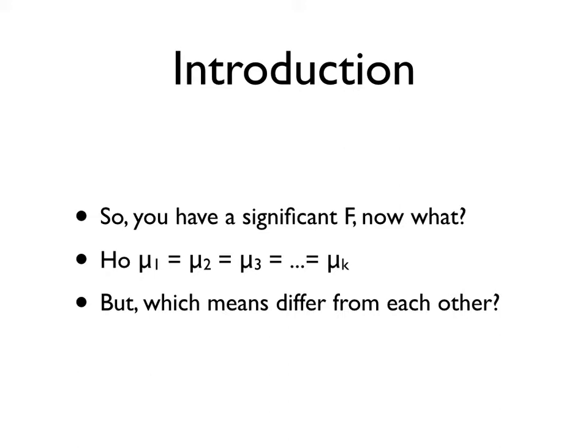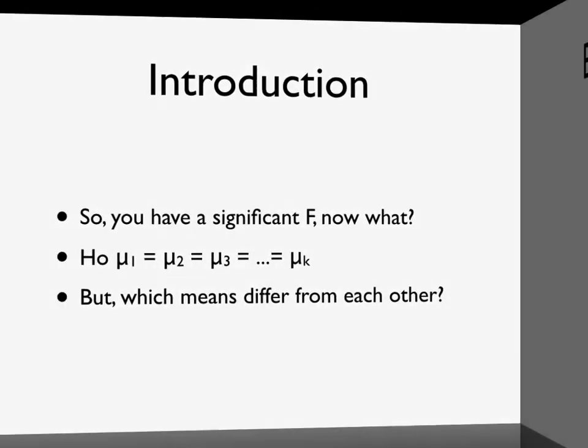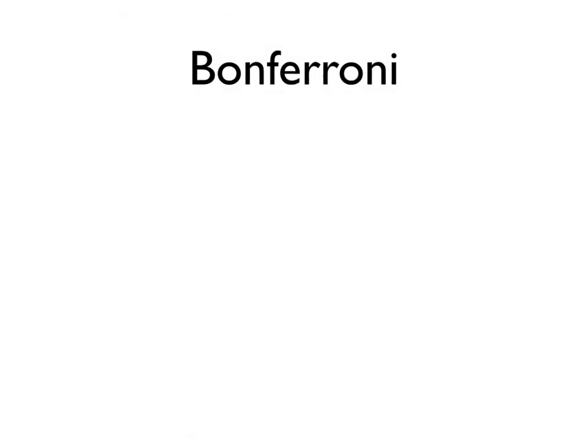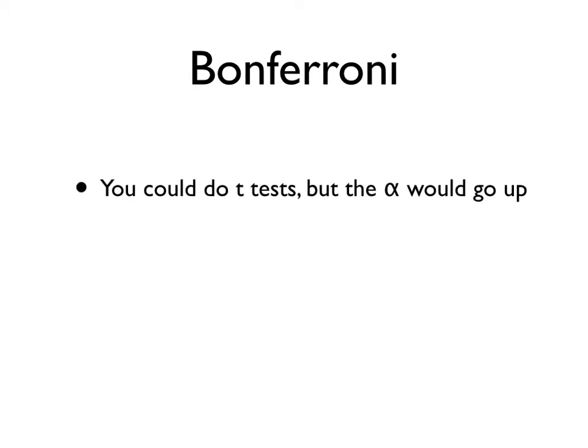Usually, let's say you got 3 groups, 4 groups, and you don't know which is different. So one of the things you can do is you can do t-tests. So after you've done analysis of variance, then do a whole bunch of t-tests in essence. The problem is the alpha level goes up. The alpha level goes up.